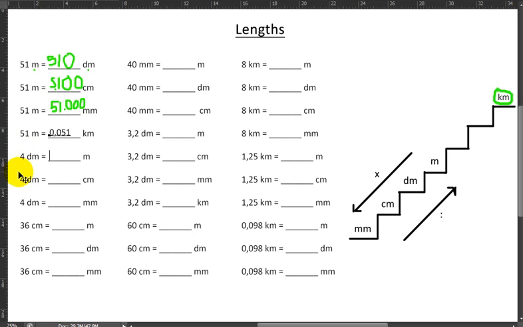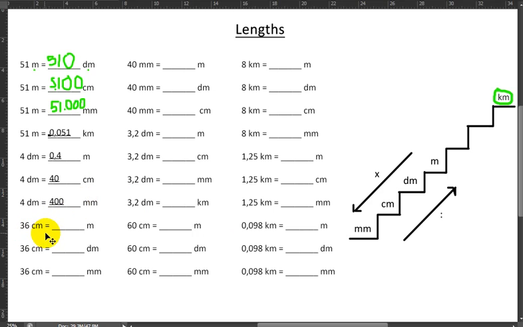Next up, we have 4 decimeters into meters. From decimeters to meters, that's a step up, so I have to do 4 divided by 10, which makes 0.4. Next up, from decimeters to centimeters, that's a step down, so 4 times 10 makes 40. Next, 4 decimeters into millimeters, that's 2 steps down, so 4 times 100 makes 400.